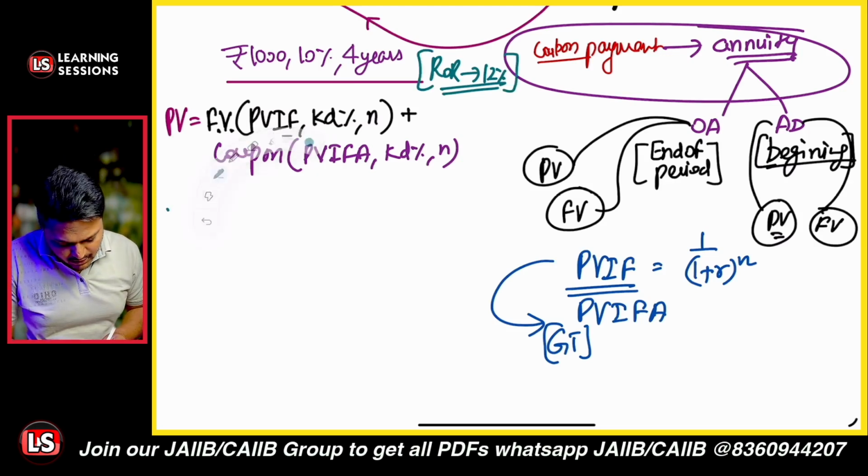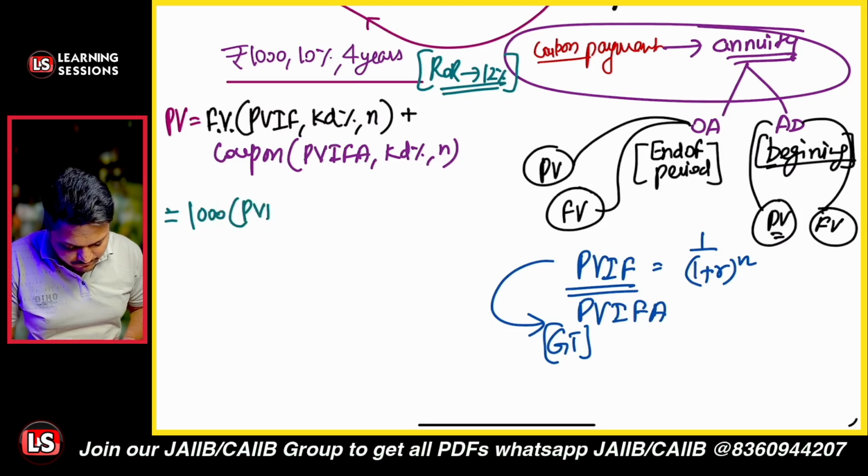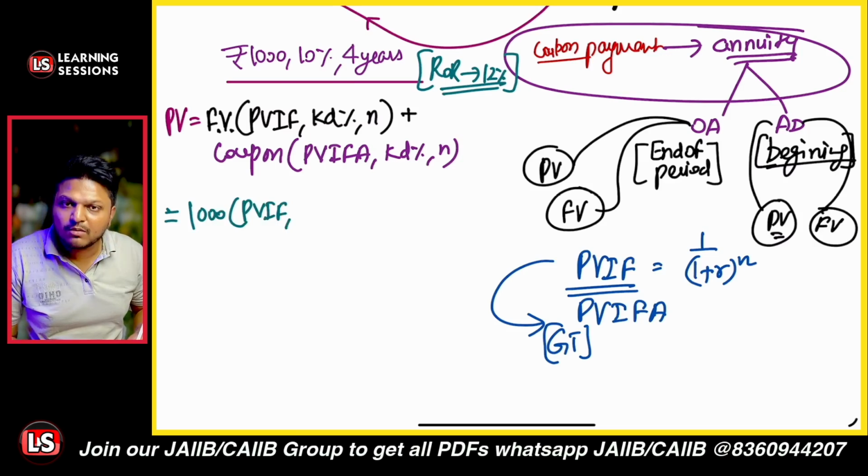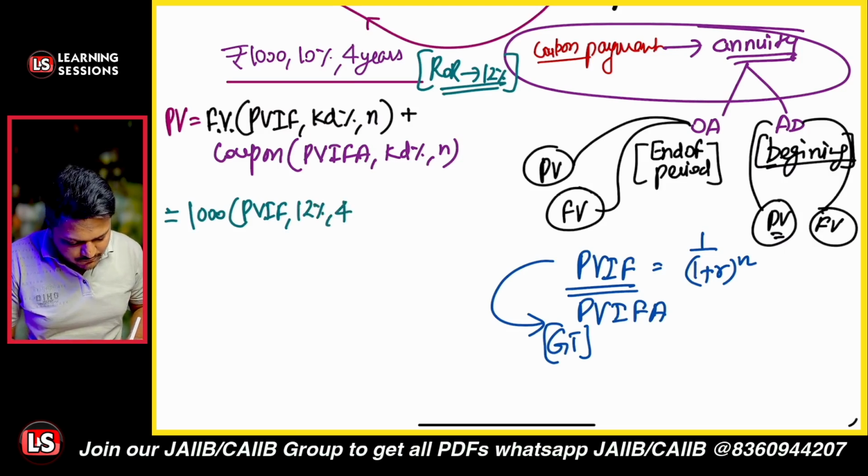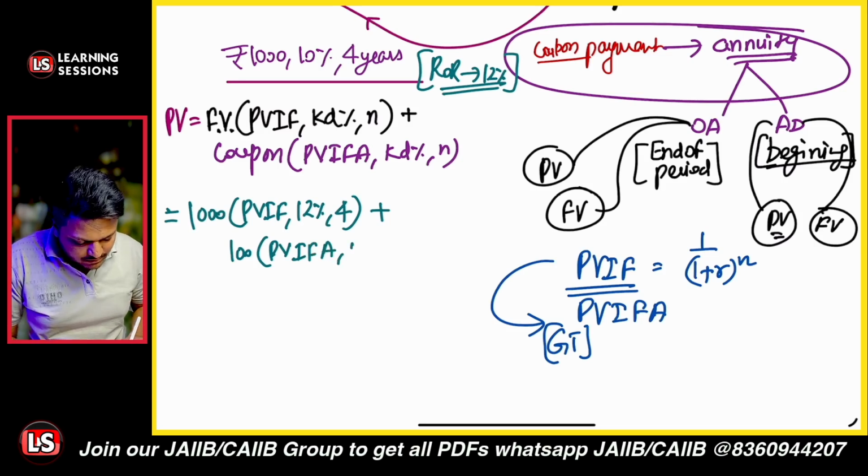So how will we be solving it now? The face value is rupees 1000, so 1000 over here, and PVIF at Kd percentage, meaning the required rate of return, which is not 10%. That is the coupon rate. The required rate of return is 12%. N is the maturity, which is 4 years, plus coupon is 10% of 1000, that is 100, times PVIFA at 12% and 4 years.